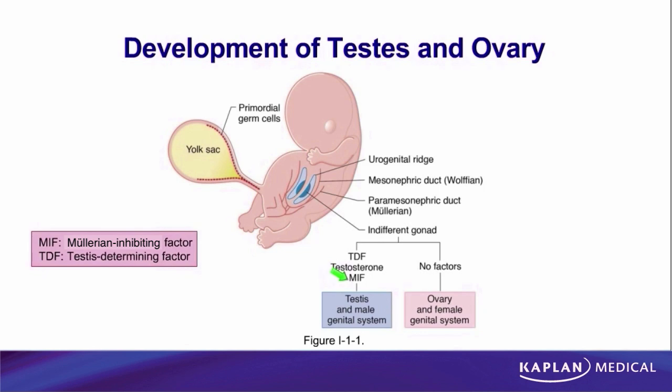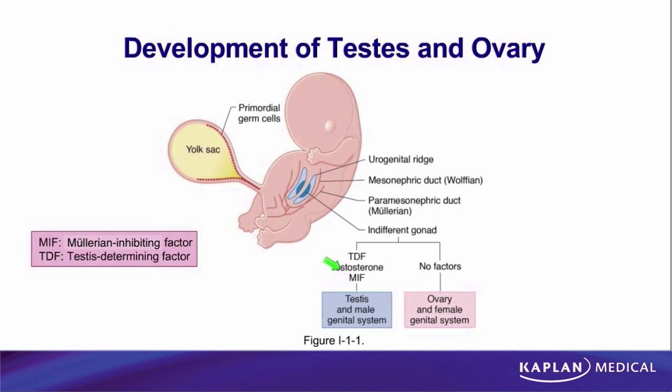Mullerian refers to the Mullerian duct, another name for the paramesonephric duct, which is the embryonic duct that gives rise to the female genital tract, uterine tubes, uterus, and so forth. So if we inhibit the development of the Mullerian duct, we'll inhibit the formation of the female genital tract. Mullerian inhibiting factor comes from the Sertoli cells, another cell type found in the testis.